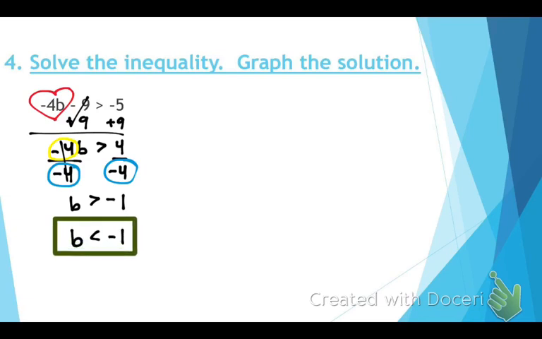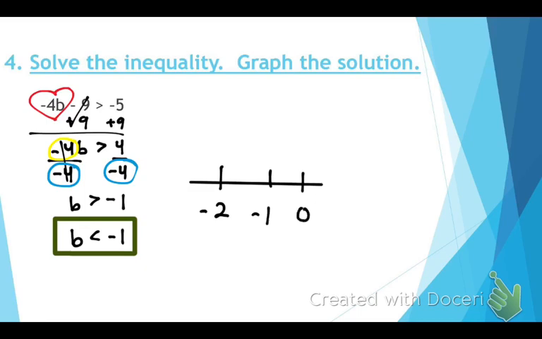How many of you would say that's where you made your mistake, forgetting to flip the symbol? That's a simple mistake that I saw in a lot of people's quizzes the other day. Now we need to graph. -1 goes in the middle. What is 1 smaller than -1, class? -2. What's 1 bigger? 0.